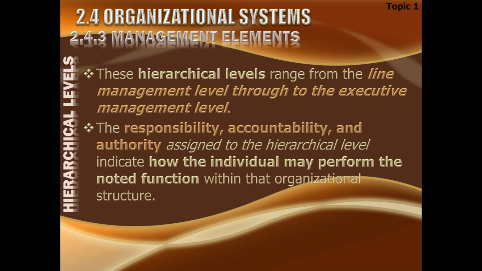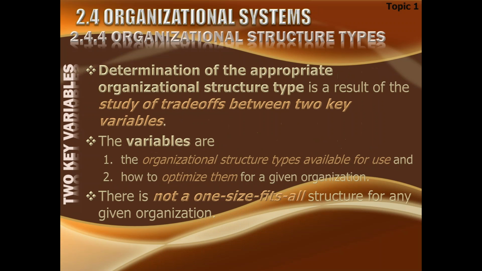The responsibility, accountability, and authority assigned to the hierarchical level indicate how the individual may perform the noted function within the organizational structure. Determination of the appropriate organizational structure type is a result of the study of trade-offs between two key variables. And these variables are organizational structure types available for use and how to optimize them for a given organization. Every organization will have its own mechanism. So you have to first study that organization.